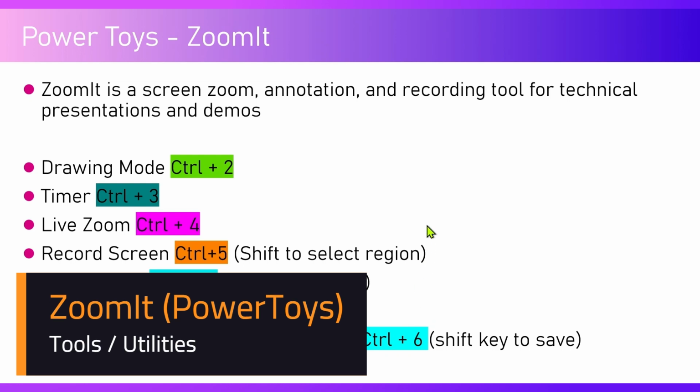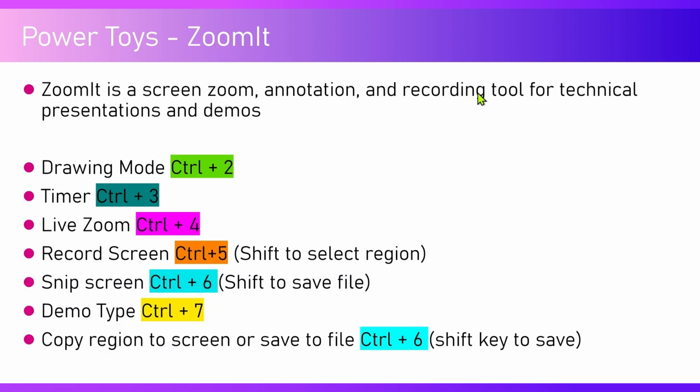Let's look into one of the tools within the Windows ecosystem named ZoomIt. ZoomIt is a screen zoom, annotation and recording tool for technical presentations and demos. You can acquire ZoomIt by downloading the utility directly from the website, or you can download the PowerToys application, and within PowerToys you get one of the utilities named ZoomIt. I'm going to show you both, but the functionality remains the same.